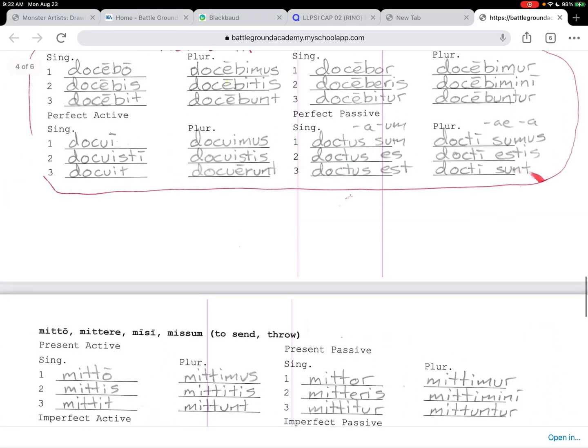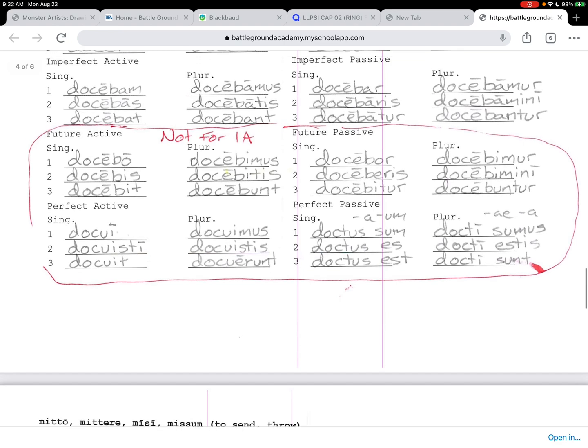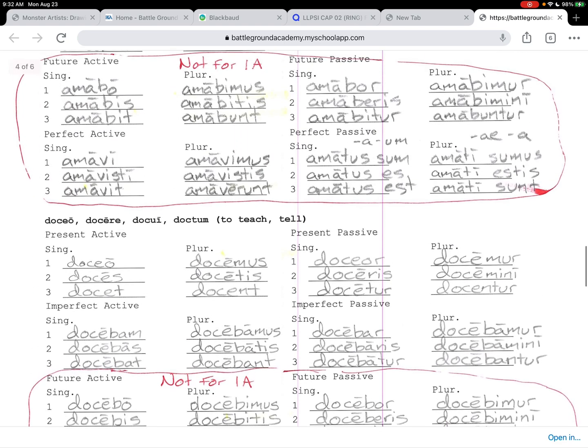Okay, we've got one tense left to talk about. Future has two ways of being made in regular Latin verbs. You've got the bo, bi, bu future, so amabo, amabis, amabit, I will love, you will love, he, she, it will love, that's a bo, bi, bu. Notice the last form, amabunt, they will love. That's the bu in the bo, bi, bu.